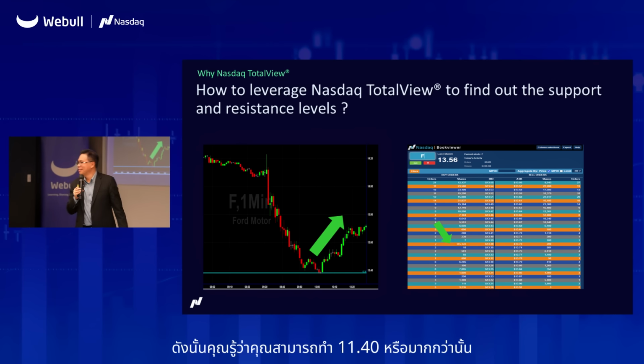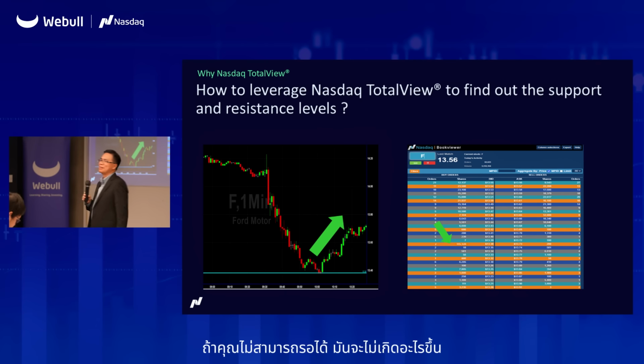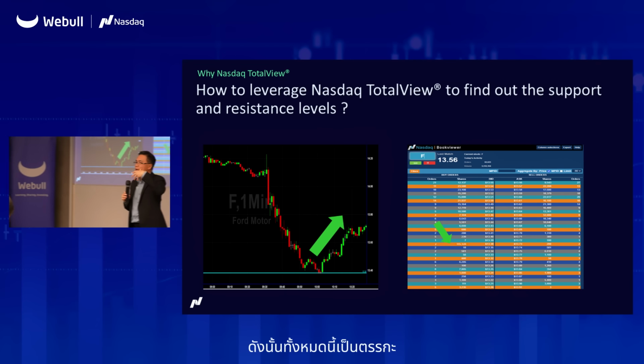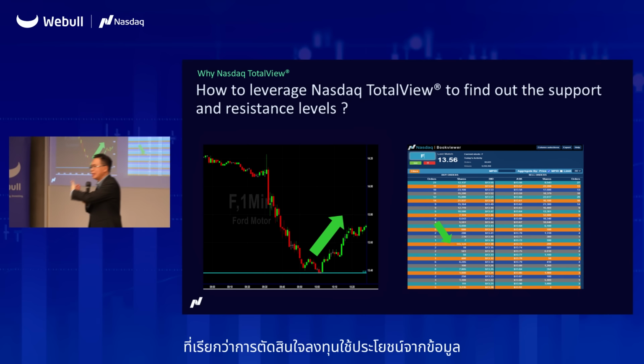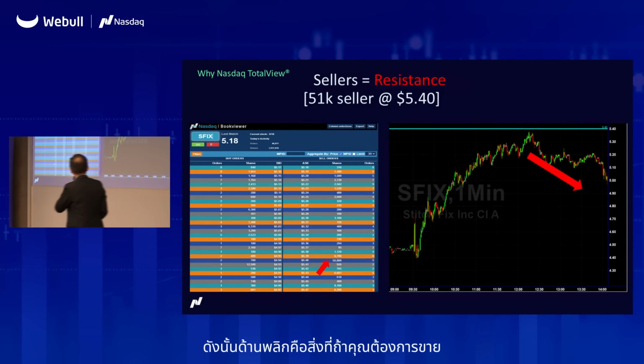So, you can do 11:40 also, right? If you can't wait, what if it didn't happen? So all these are logical so-called investment decisions leveraging on data. So the flip side is, what if you want to sell?